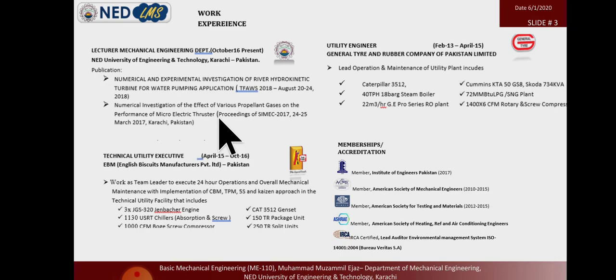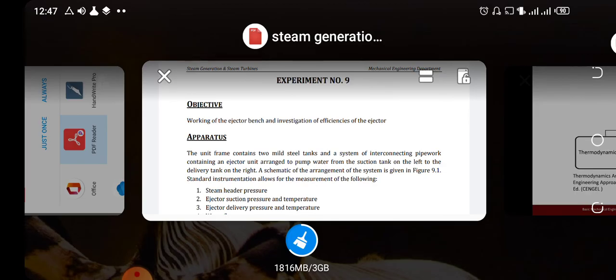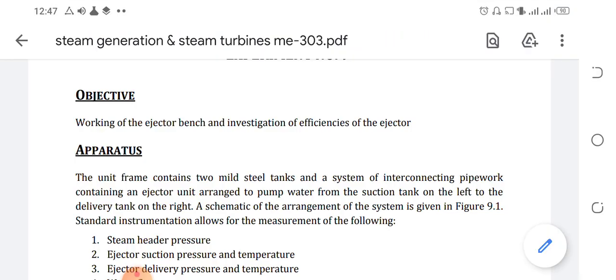This is an old presentation. One is at an international conference in Saudi Arabia, on 23 to 25 February. I will be going there for the presentation, and that paper will also be published in a journal. Two more papers are related to similar projects: one is the river turbine, and another is geothermal cooling. Anyway, I also have some memberships and accreditations, etc. So let's come to experiment number 9.